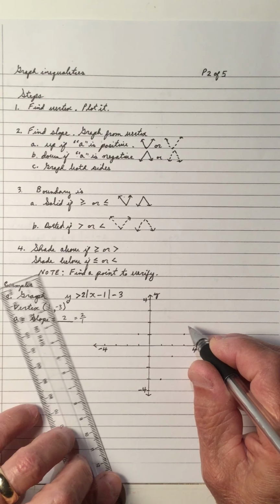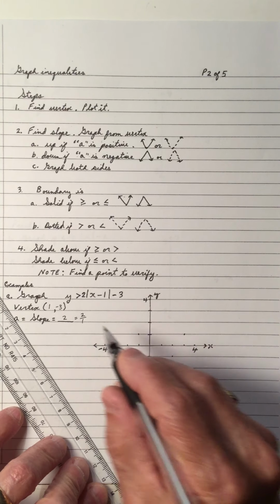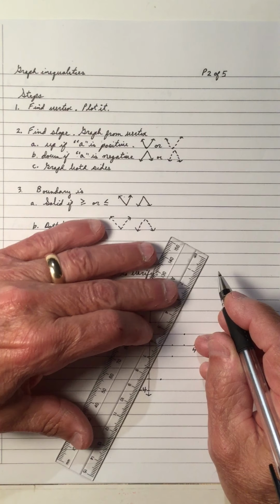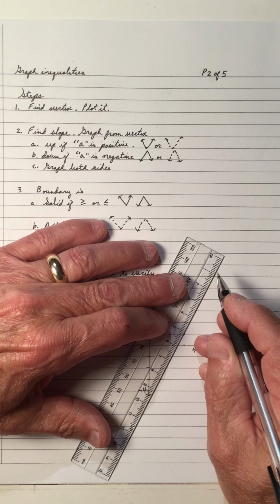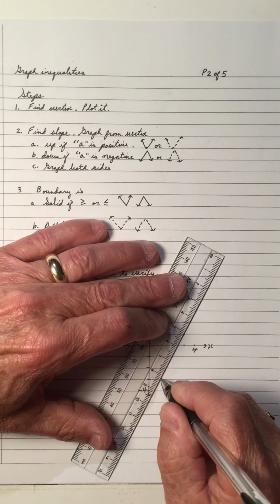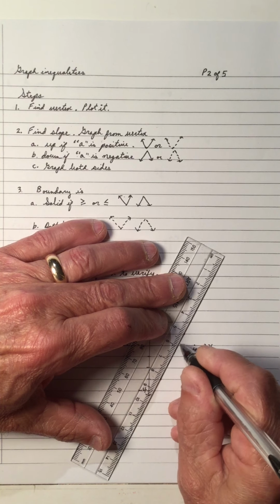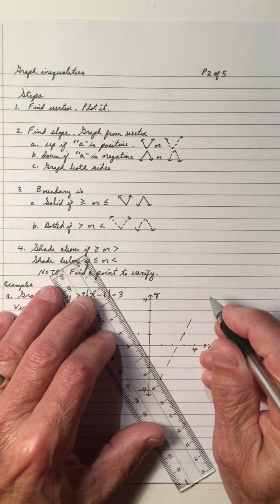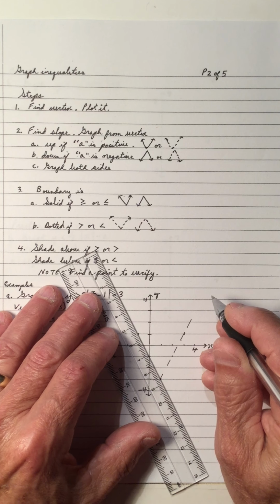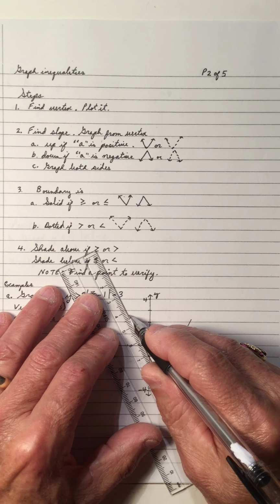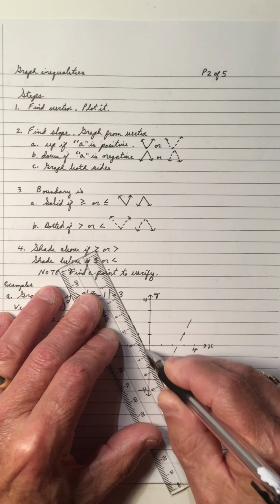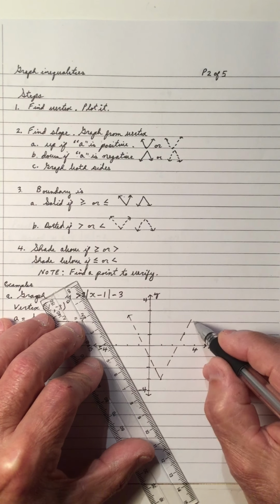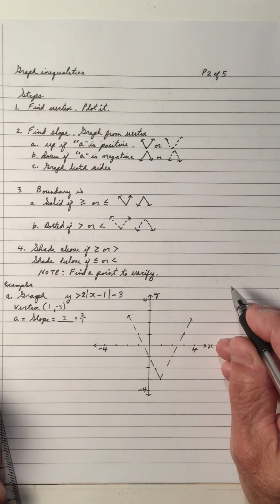Now I've got to be careful. I've got the vertex plotted. The boundary line is greater than, there's no equal sign, so that means the boundary line is broken. So I will start at the vertex and draw the boundary line broken, go on one side and then the other. So the boundary line is not solid, it's dashed, indicating that the boundary line is not a part of the graph.